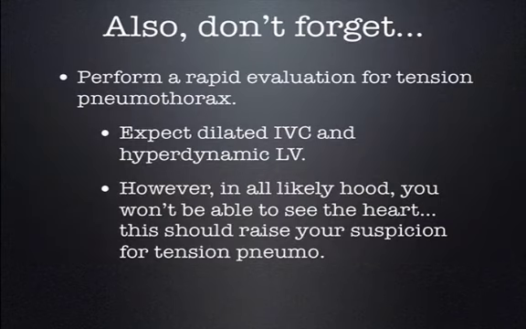Now, one part I'd like to add here at this juncture is an evaluation for pneumothorax. On your differential diagnosis for obstructive shock is tension pneumothorax. In this case, you would expect a dilated IVC and a hyperdynamic LV. But in reality, you're probably not going to be able to see the heart at all, because of the air that fills the thorax. Ultrasound waves don't travel well through air, so in all likelihood you won't be able to see the heart.